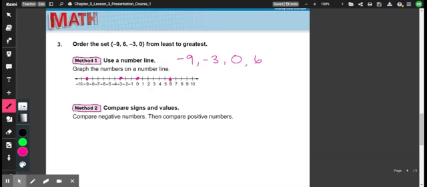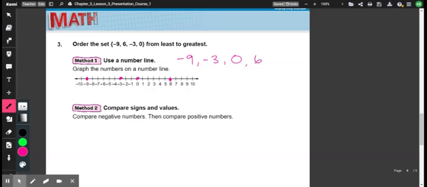Using a number line for this might be a little bit more helpful, unless you don't feel like you need to use a number line. But I think it would be good to look at a number line in order to see what numbers go from least to greatest. Remember, left to right is least to greatest, and greatest to least is right to left.